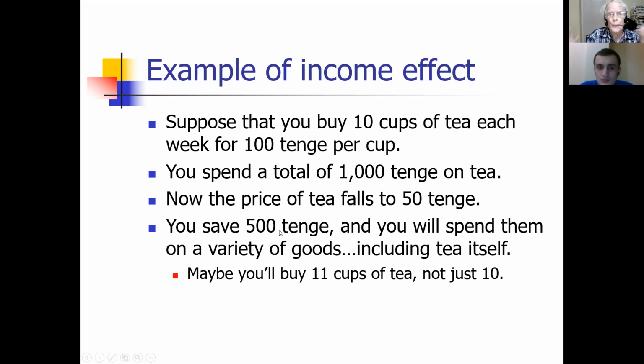What are we going to do with our saved 500 kg? Well, probably we will spend those savings on a variety of goods, including tea itself. So we buy 11 cups of tea and not just 10. The income effect is one additional cup of tea. Okay so far.